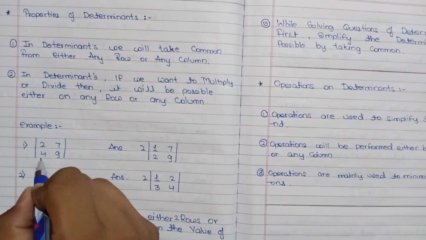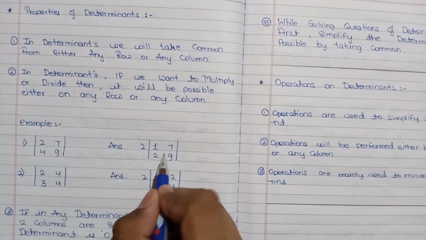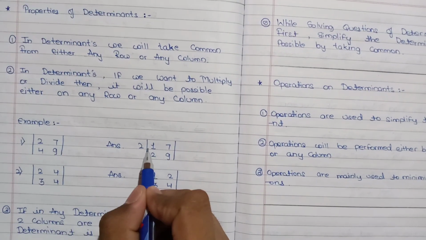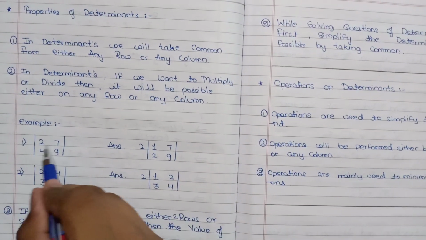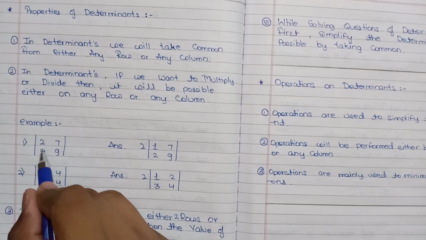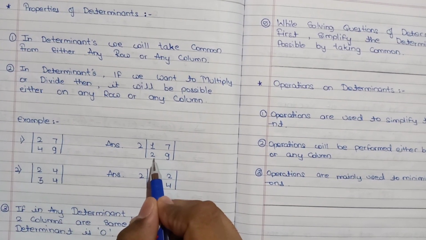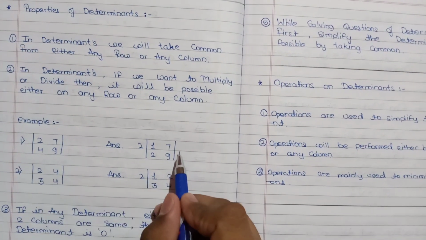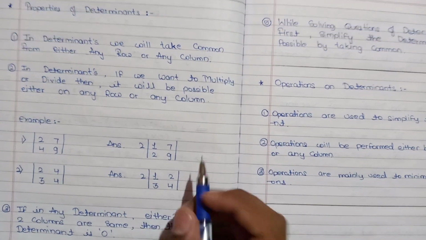So in this first row we can take 2 as common. We'll take 2 as common outside, and 2 ones are 2, so here we'll write 2, and 2 twos are 4, so here we'll write 2, and we'll copy down this as it is.